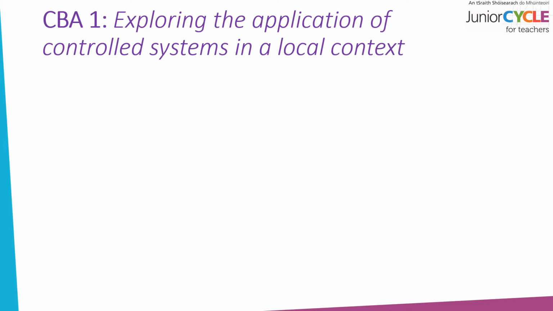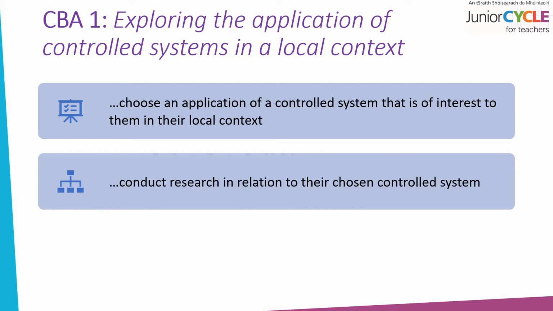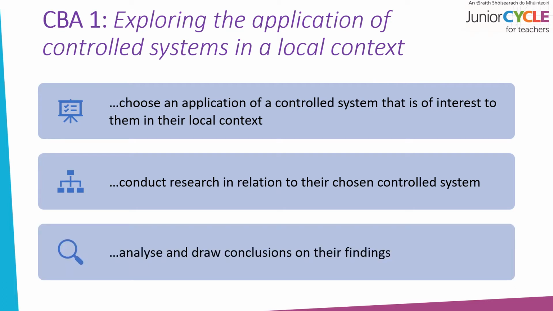While engaging with CBA 1, students should first choose an application of a control system that is of interest to them in their local context. Students will then carry out research in relation to their chosen control system. Once the students have conducted their research, they will then analyse and draw conclusions on their findings. This classroom-based assessment is designed to encourage the development of research and evaluation skills throughout the 3 years of junior cycle.